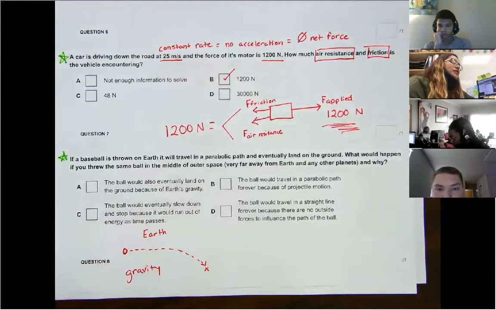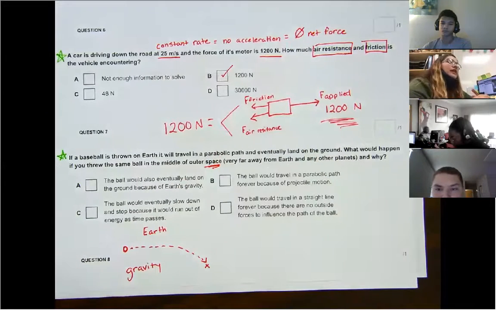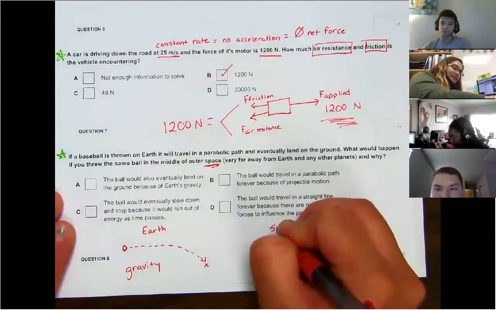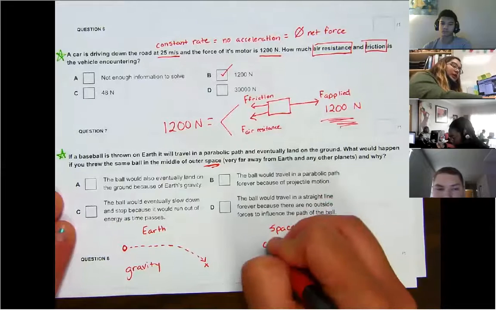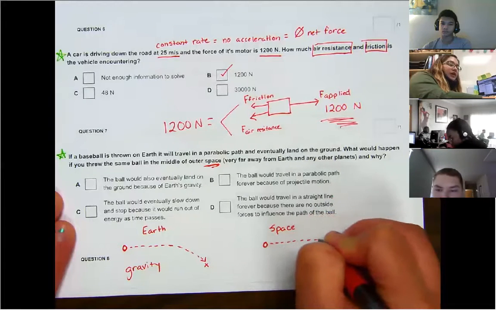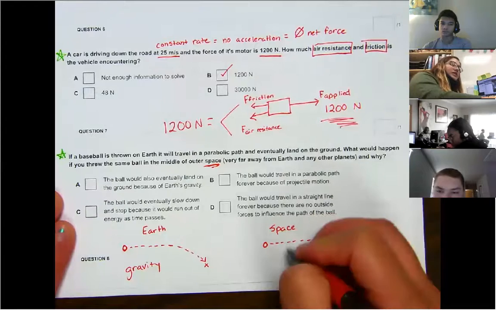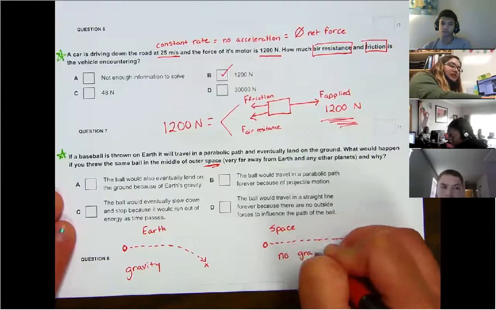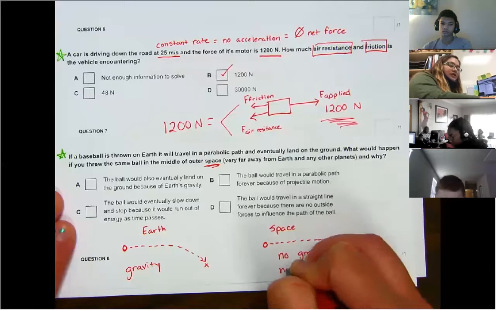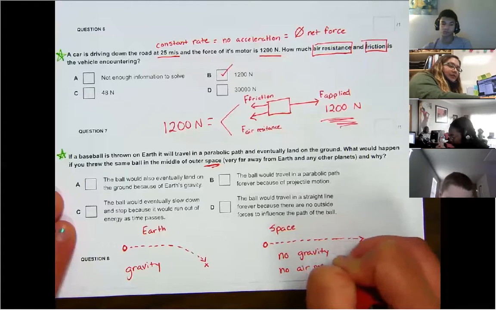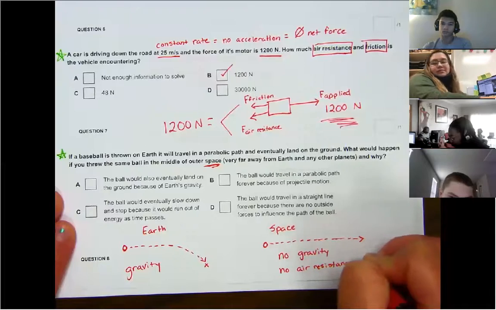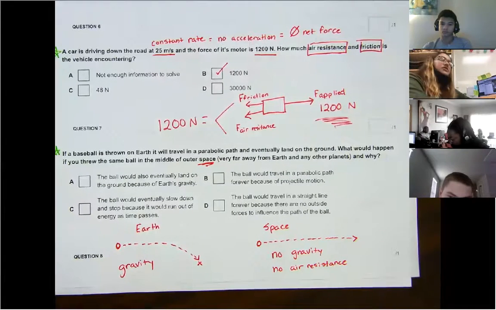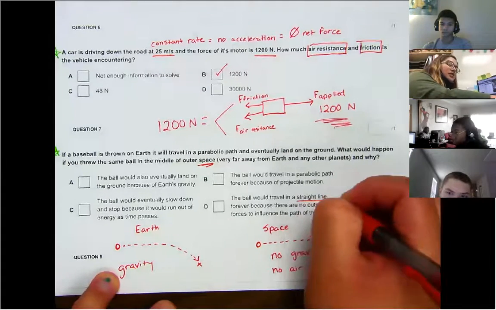What would happen if you threw the same ball in the middle of outer space? So the keyword is space. Very far away from Earth and any other planets, and why? So in space, if you were to throw a ball, it would just keep going and going and going because there's no gravity and there's no air resistance acting on it, because there's nothing in space. It's just an empty vacuum. So if there's no gravity, no air resistance, it's just going to keep traveling in a straight line forever.